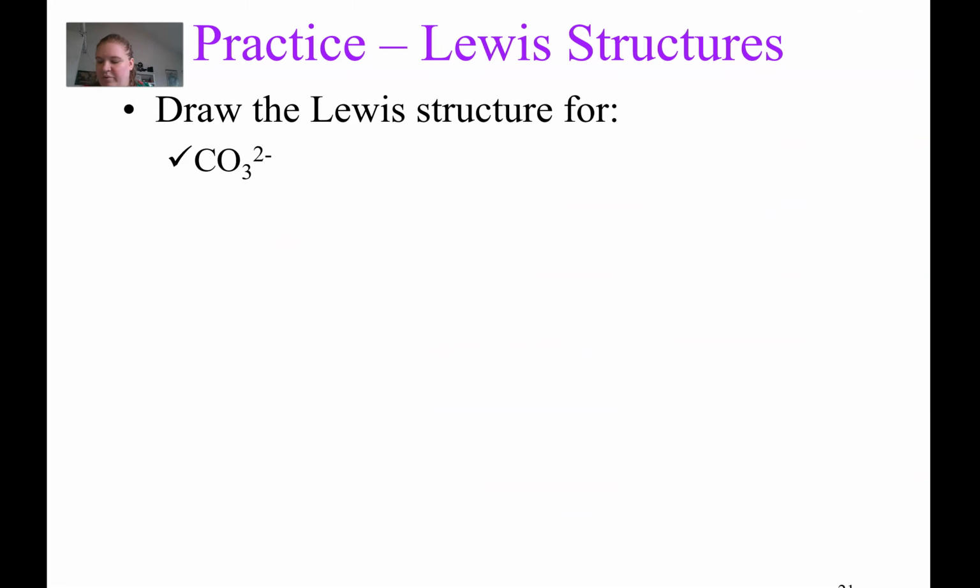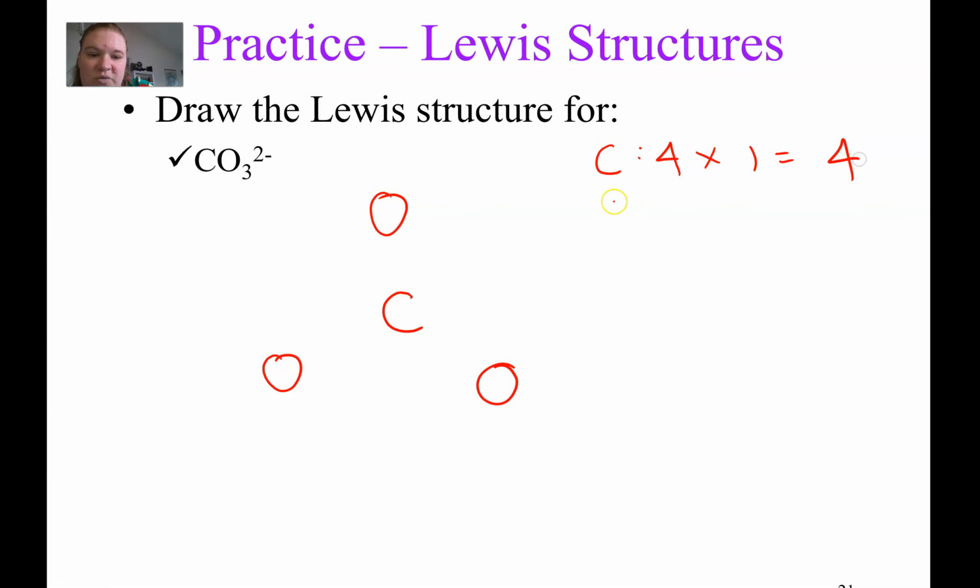All right, last example in this section is a polyatomic ion. There's one extra thing we need to do with this. Well, maybe a couple extra things, but the other rules are still going to be in place. So first, we draw our skeleton, carbon in the middle, oxygens around it. We're going to add up our electrons. Four for carbon, and there's one carbon. Six for oxygen, and there's three oxygens.